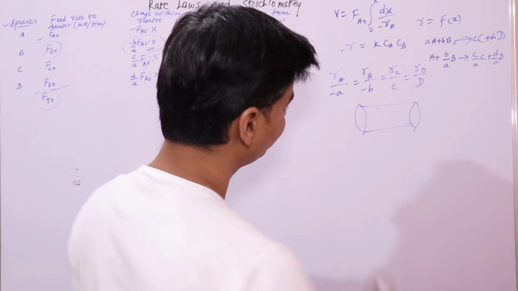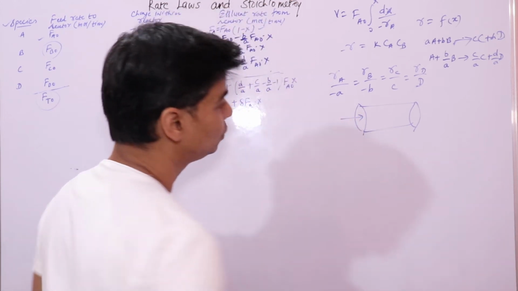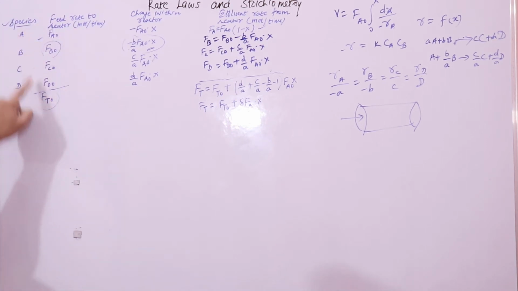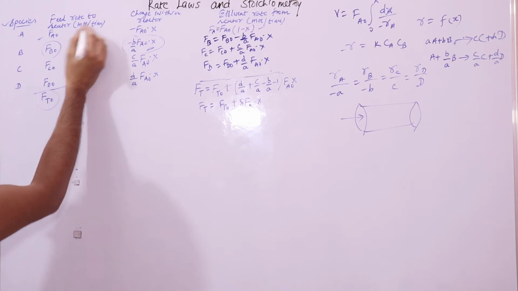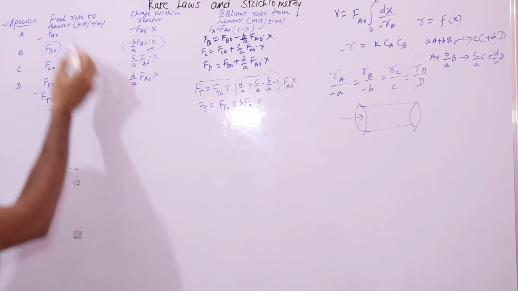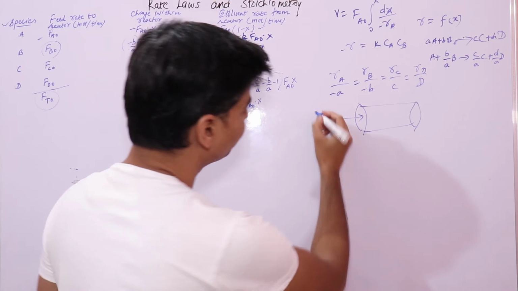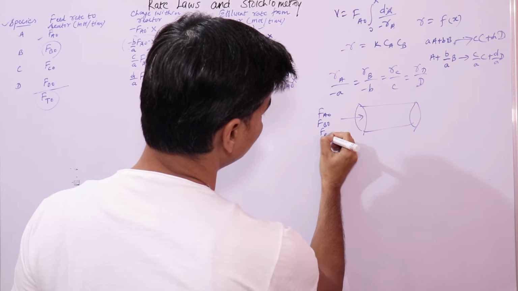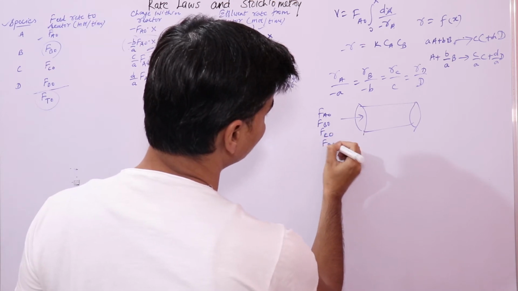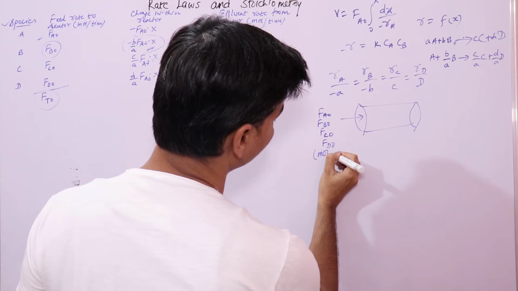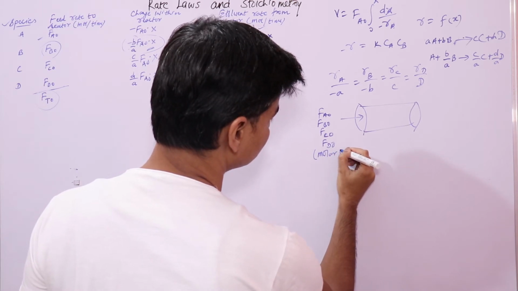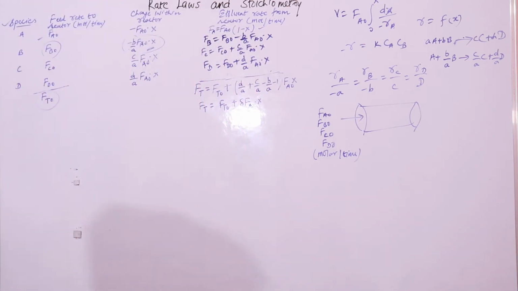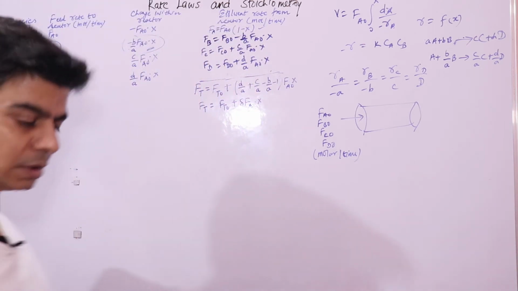This is the flow reactor, where you pass this many moles of reactants and products. This is your FA0, FB0, FC0 and FD0. This is your molar flow rate, moles upon time.